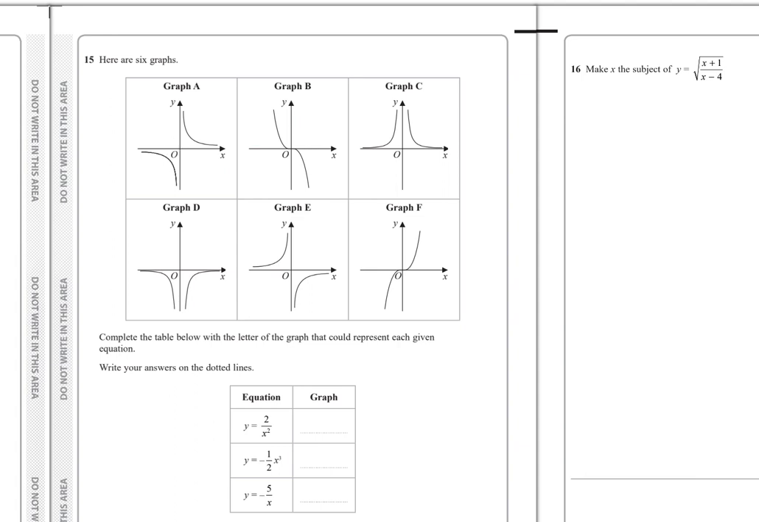So if we look at the graphs, the only graph which is above the x-axis for the whole curve is graph C. So y equals 2 over x squared is represented by graph C. So you can write C.